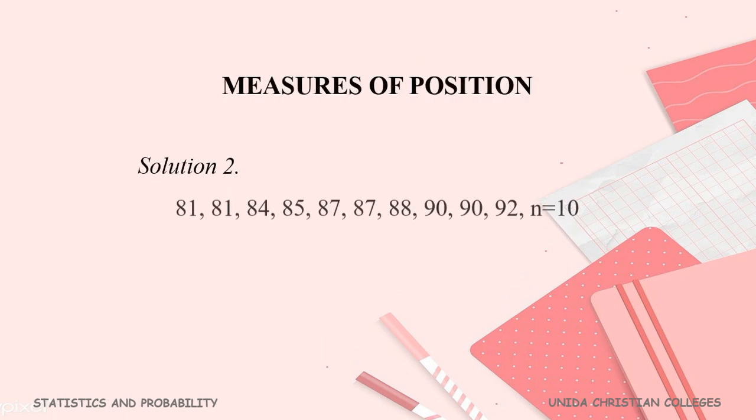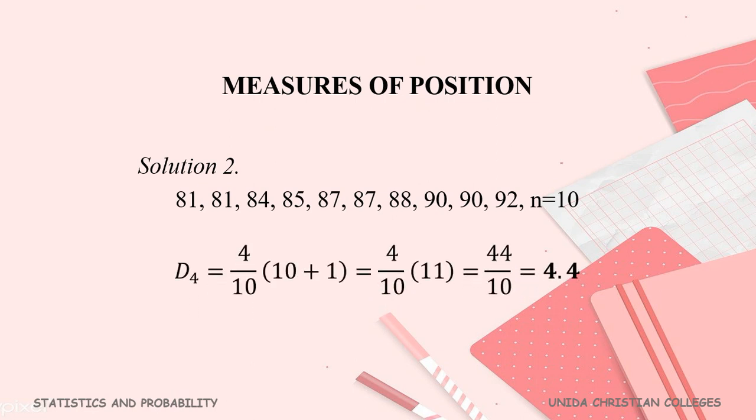And for the second solution po, we are solving for the fourth decile. So, since fourth decile yan, ilang percent po yan ang data natin? That is the 40% of our data. So, palitan lang po. Same pa din po yung formula natin. D sub k is equal to k. Divide lang po siya sa 10. And then n plus 1.